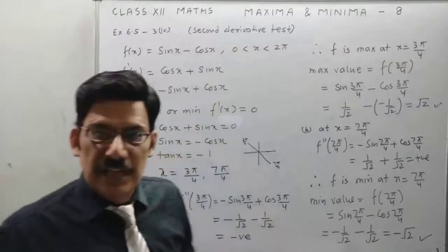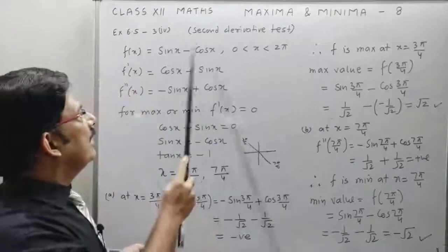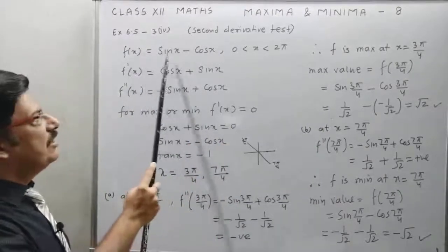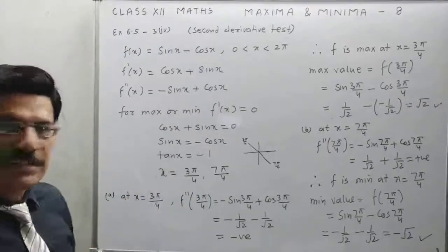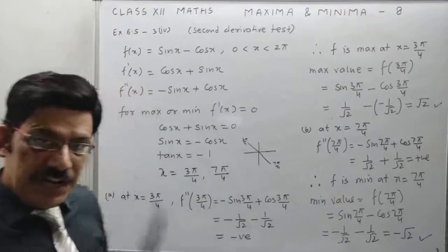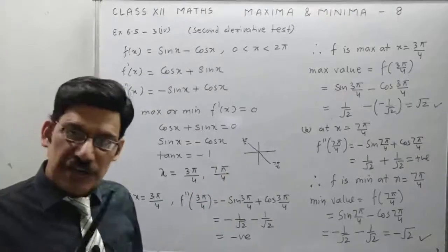Students, let's take an example of a trigonometric function for the second derivative test. Now given f(x) is equal to sin x minus cos x, the interval is given. Whenever a trigonometric function is there, the interval is a must. 0 to 2 pi, and boundaries are not included.